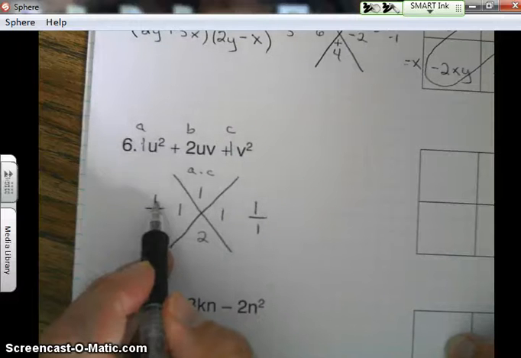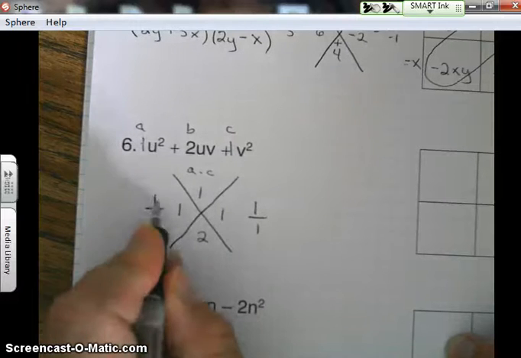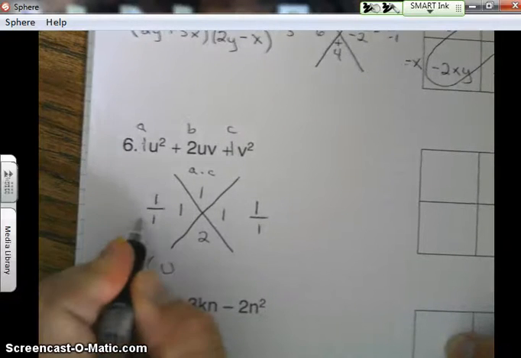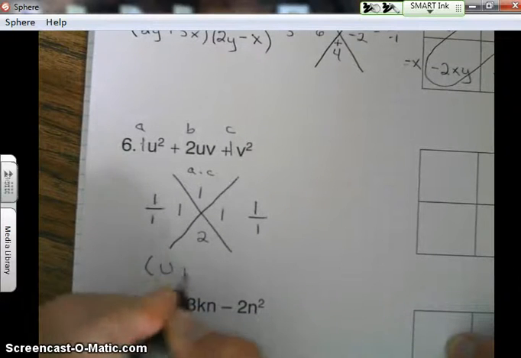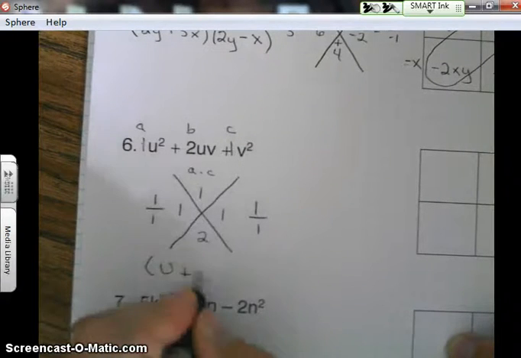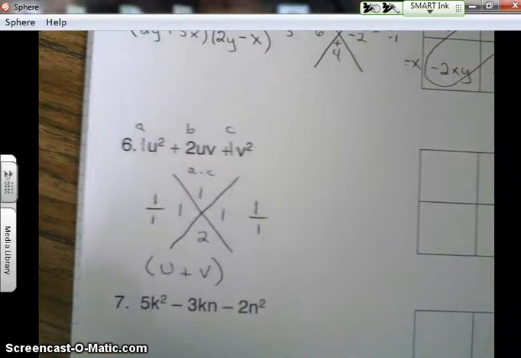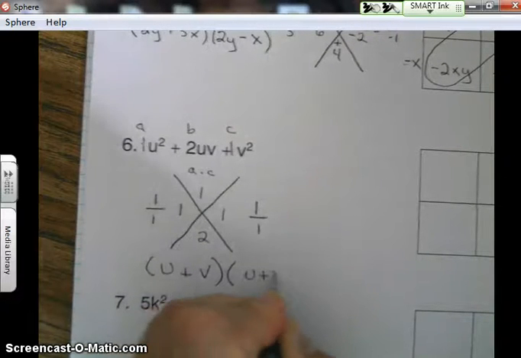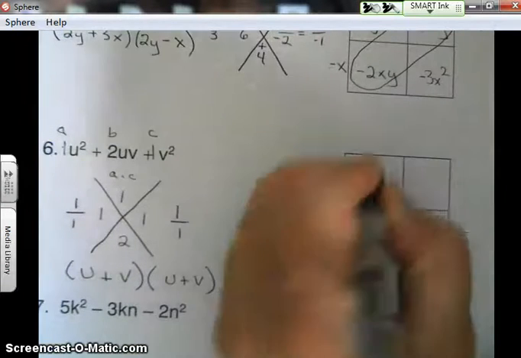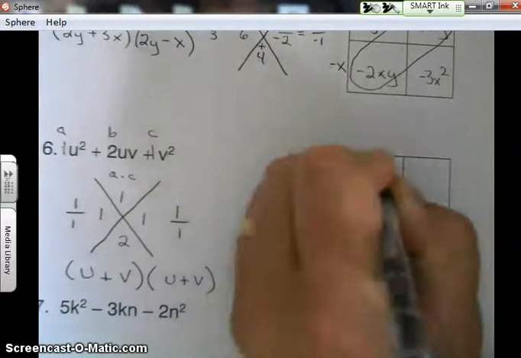So we're going to have 1. The top number goes with the first letter. So 1u plus, because the bottom number is positive, plus 1v. 1u plus 1v. And then you can use your box method over here to see if you got it right.